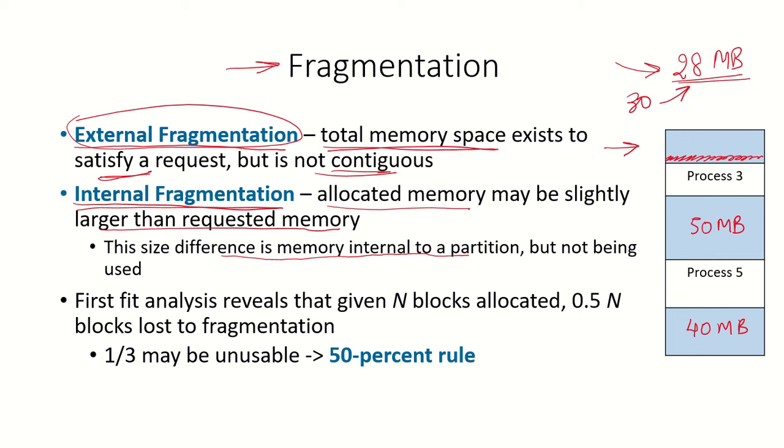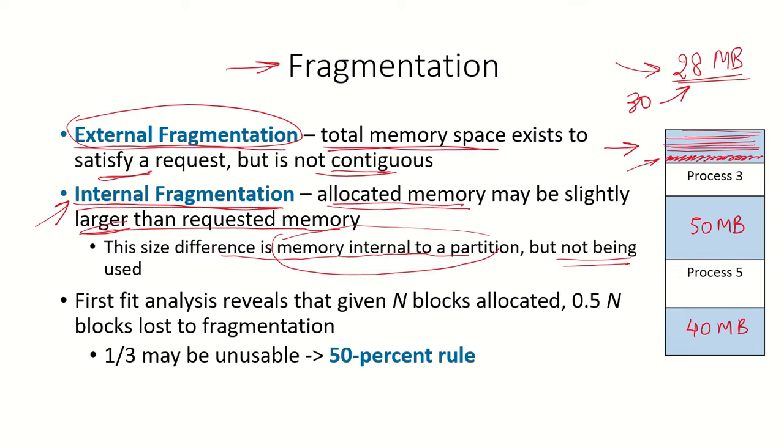So this difference in the memory which is internal to a partition but not being used is referred to as internal fragmentation, and this happens when the allocated memory is slightly larger than the requested memory. So this part is being used by the process, 28 MB is being used, but this 2 MB is leading to the internal fragmentation.